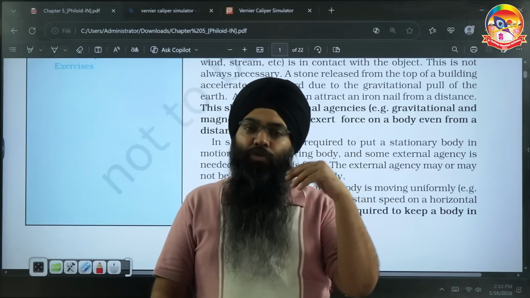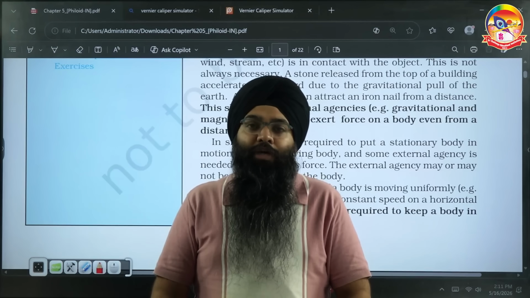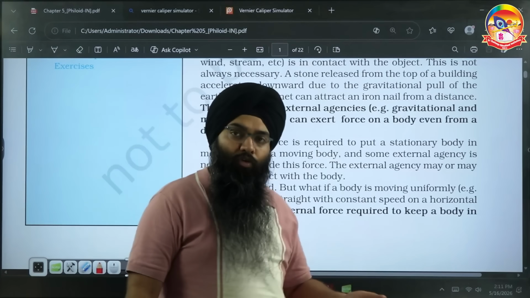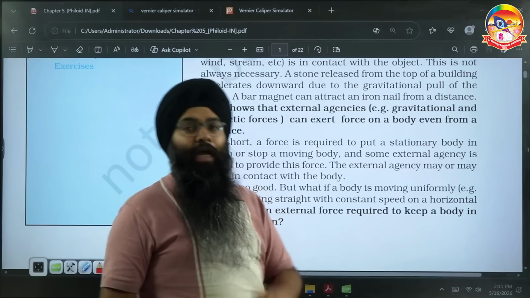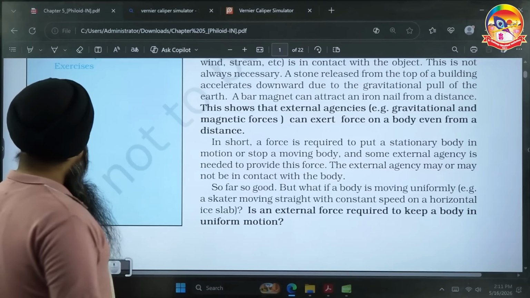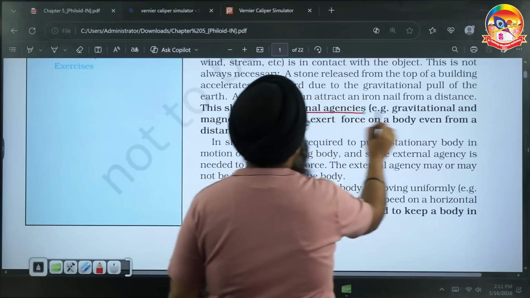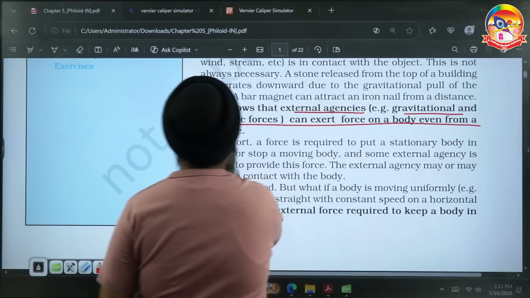The gravitational force and the electromagnetic force are very long range forces. Okay? The strongest force is the strong nuclear force. After that there is electromagnetic force. Then there is weak nuclear force, and the weakest force is gravitational force. So these are some terms which I told: external agencies, for example gravitational and magnetic forces, can exert force on a body even from a distance.